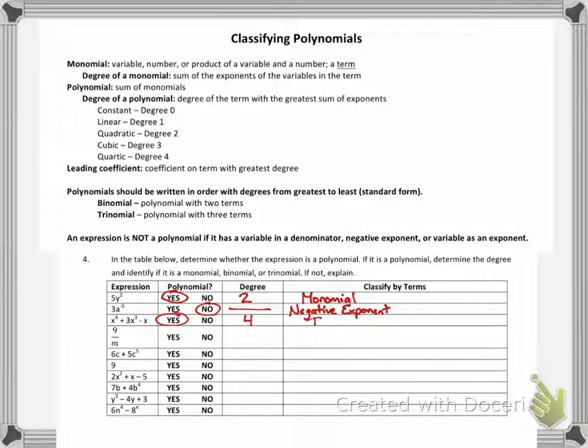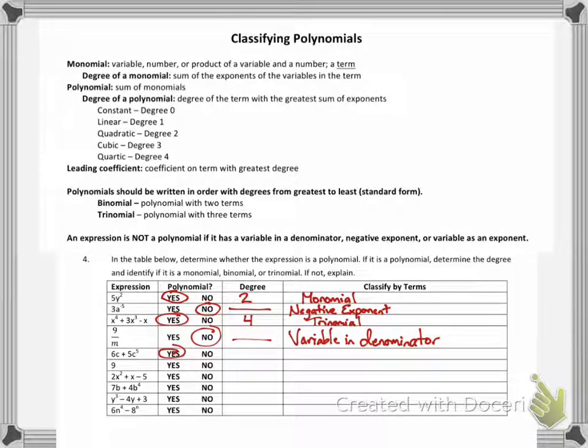The third one is a polynomial with a degree of 4. It has 3 terms. It is referred to as a trinomial. Fourth example, not a polynomial, and the reason being there is a variable in the denominator. So that's one of our, again, 3 reasons why something cannot be a polynomial.